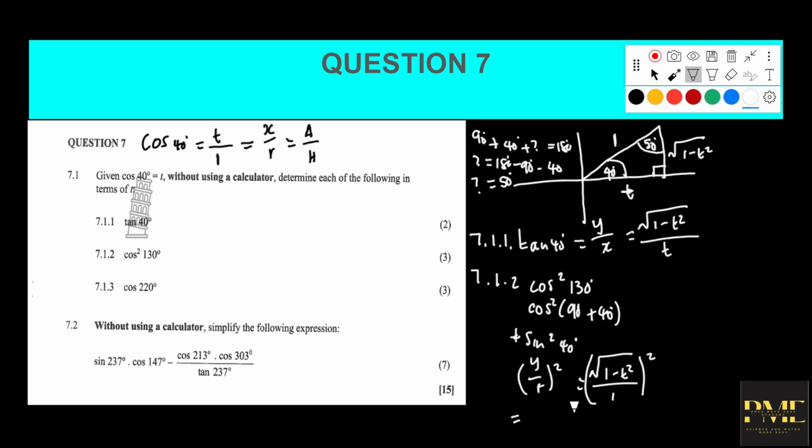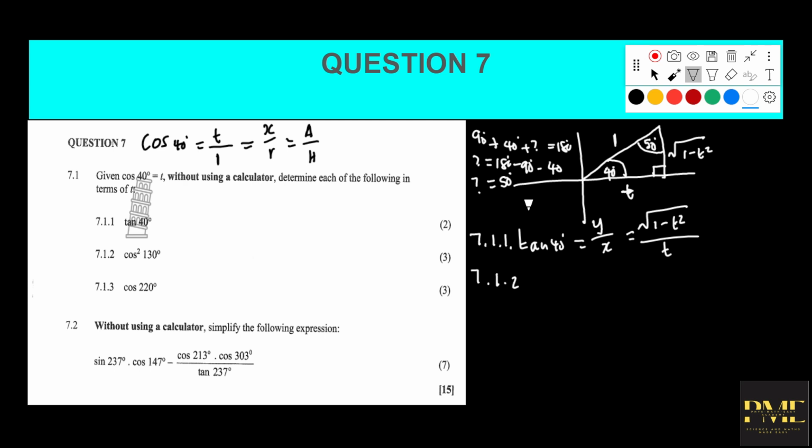Then we remember that when you have a fraction with a square outside, it means the square applies to the numerator and the square applies to the denominator. So the square root of 1 minus t squared, all squared, means the root sign goes away, leaving 1 minus t squared all over 1 squared, which is 1. So the final answer is 1 minus t squared. So this is your method number 1.